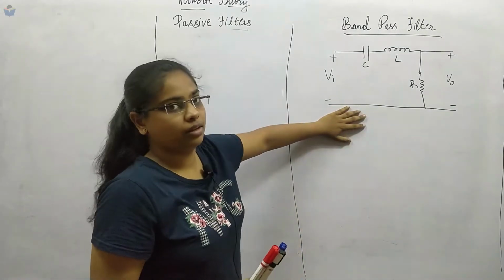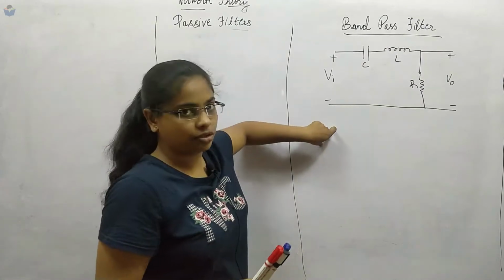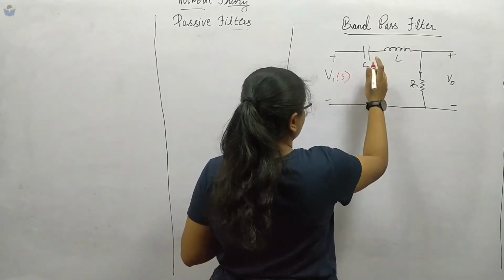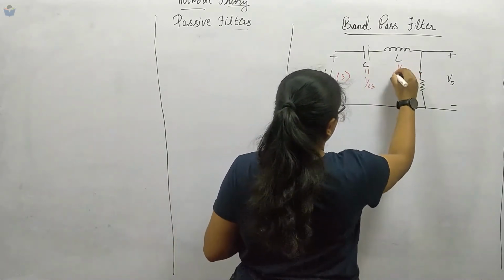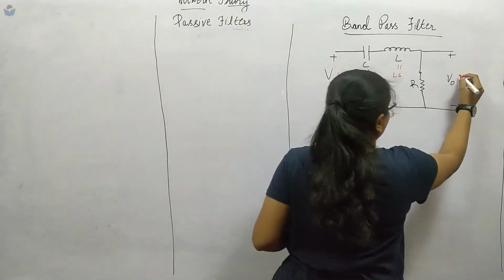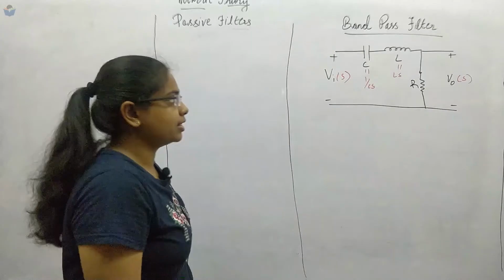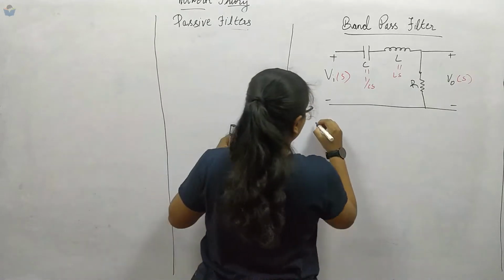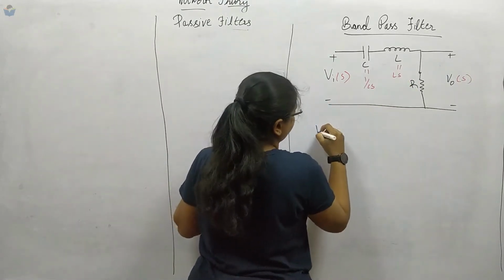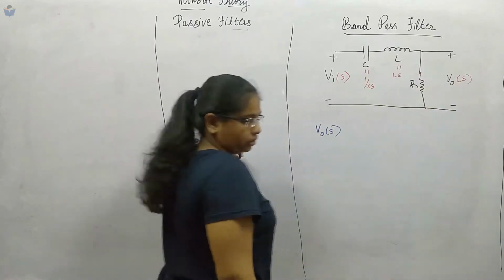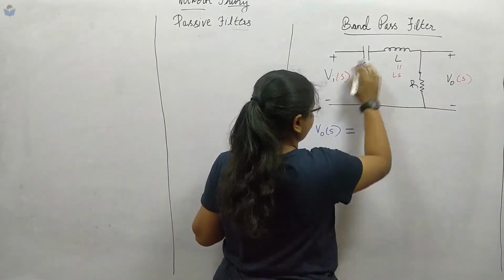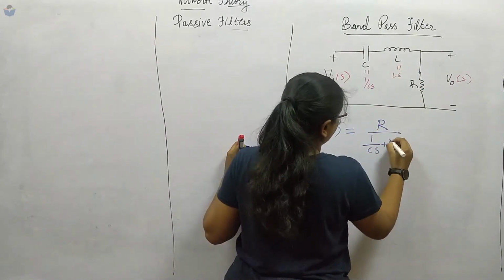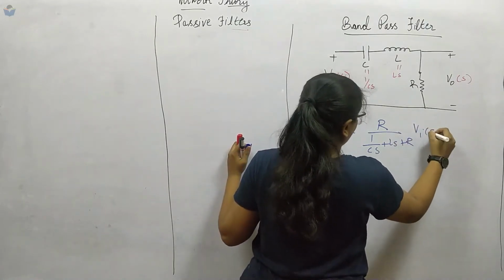First we will go with using the Laplace transform and getting the transfer function. So let us convert everything into the s domain. This will be 1 over Cs, this is Ls, and that will be R all the time. This is the Laplace domain for the circuit. Now I will take out the transfer function. Basically I can apply the voltage division rule. If I want the output across R, V naught of S, then applying voltage division, it is R over 1 by Cs plus Ls plus R, times Vi of S.